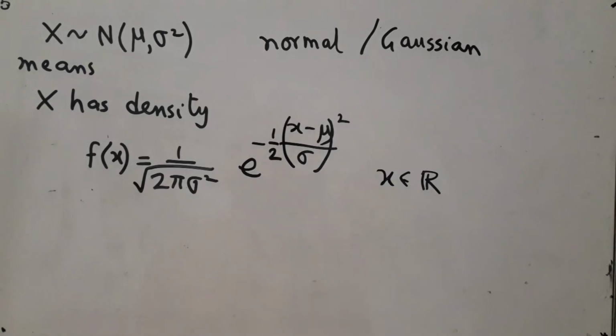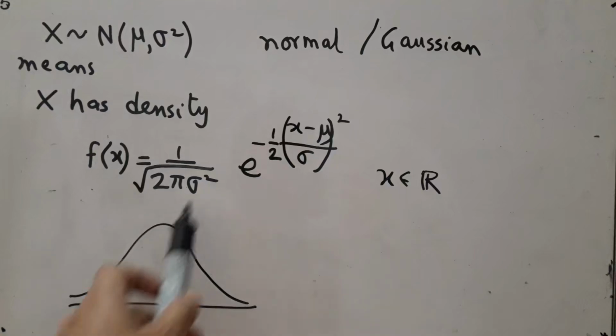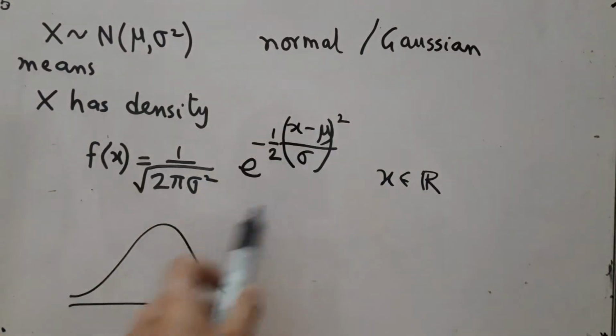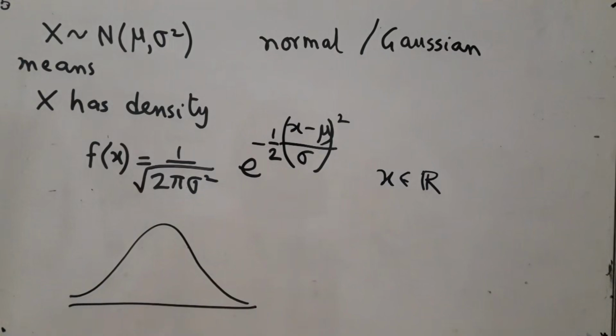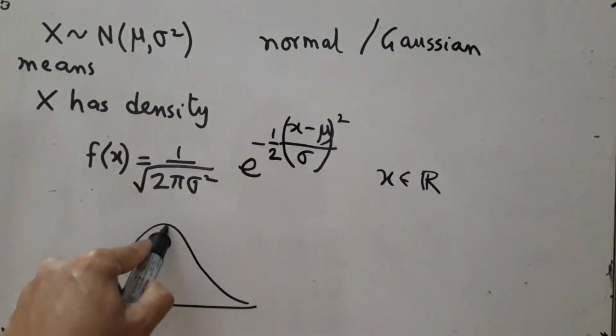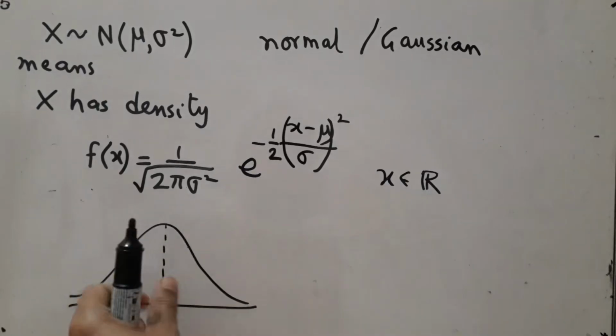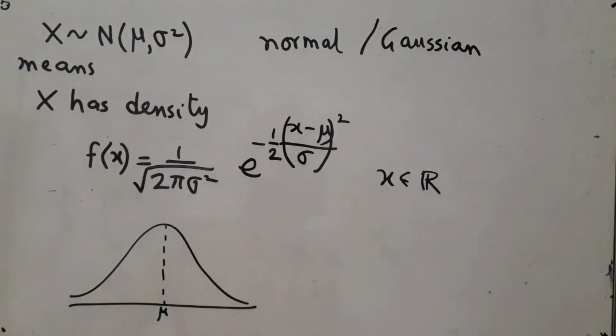The graph looks like this, which is often called a bell-shaped curve, much like the Cauchy distribution that we had seen earlier, except that the tails here are quite thin. They never touch the x-axis because it is e to the power minus something. It can never be exactly 0. The center, as you can very well guess from this, has to be at mu. And how much spread there is will be controlled by sigma.